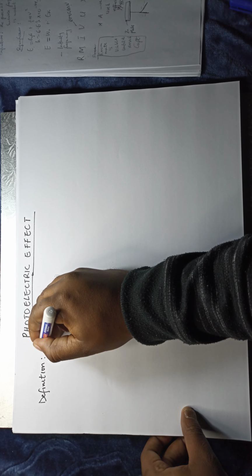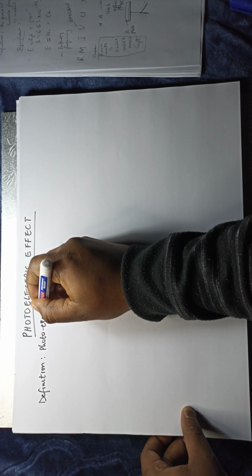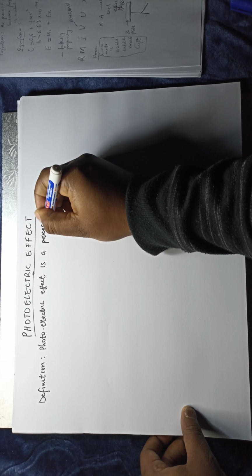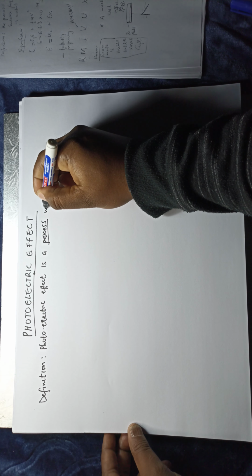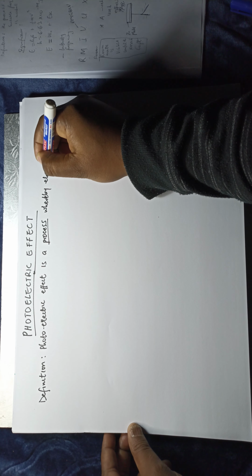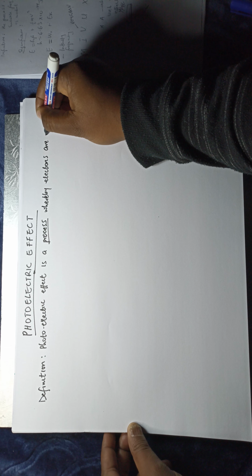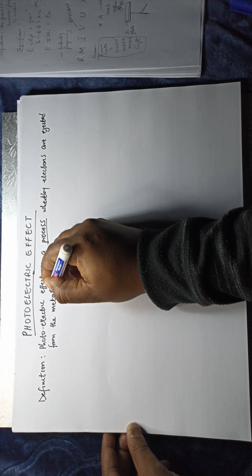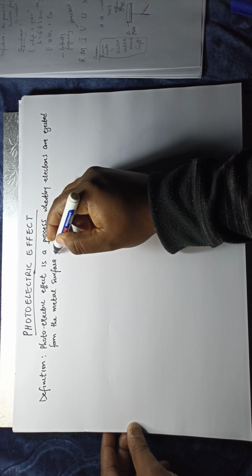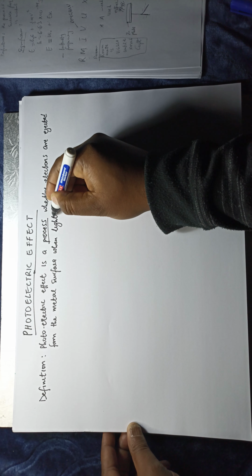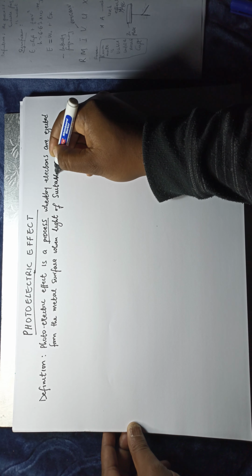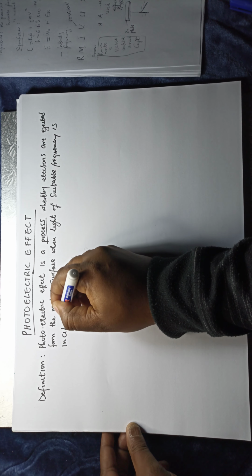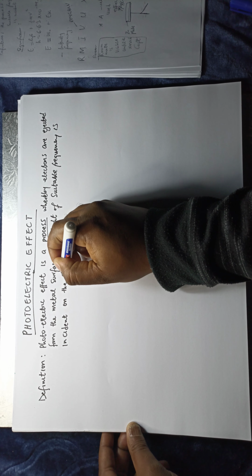And photoelectric effect is a process, keyword is a process, whereby electrons are ejected from the metal surface when light of suitable frequency is incident on the metal surface.